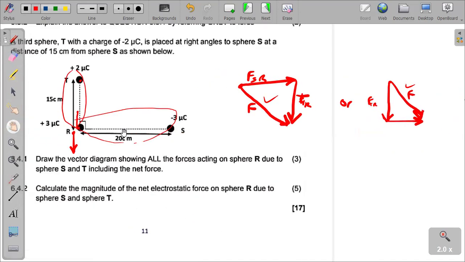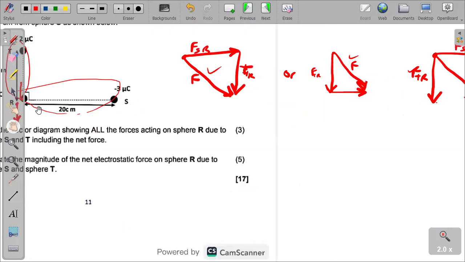It's now saying calculate the magnitude of the net electrostatic force on sphere R due to S and sphere T. Right. So already we have the force on R due to S. We did calculate it. Right, we shall need it. It is now marking our F or Fx or FSR. Right, so what we now want is FTR.